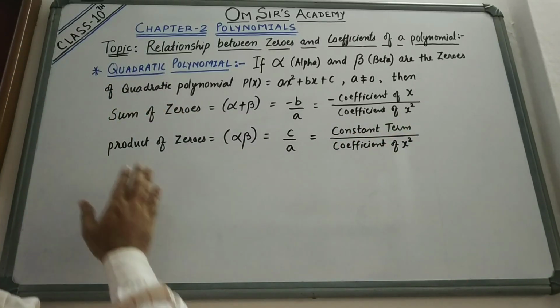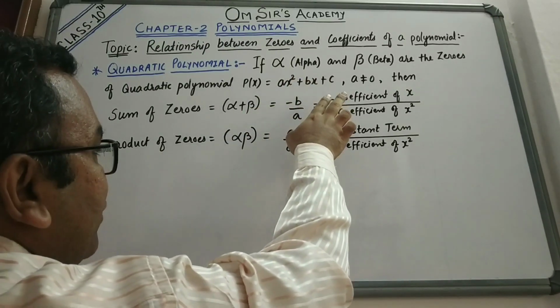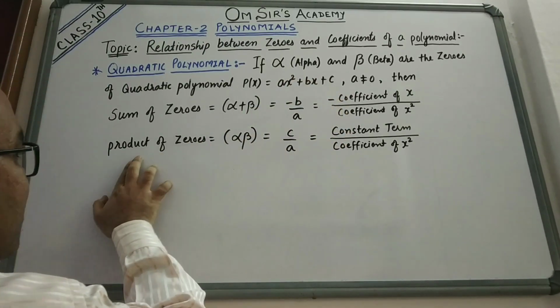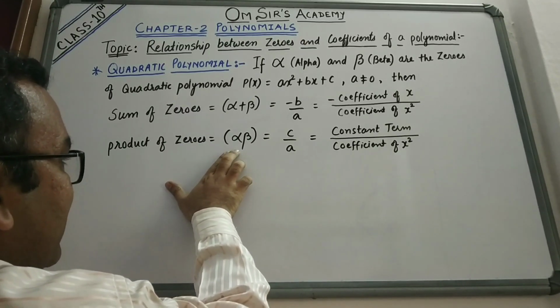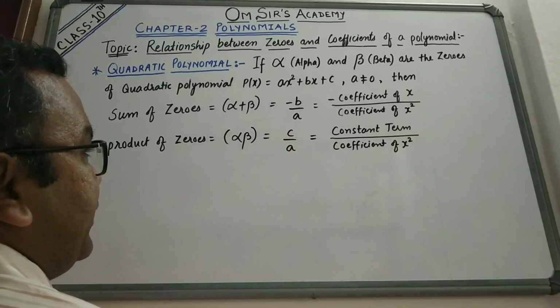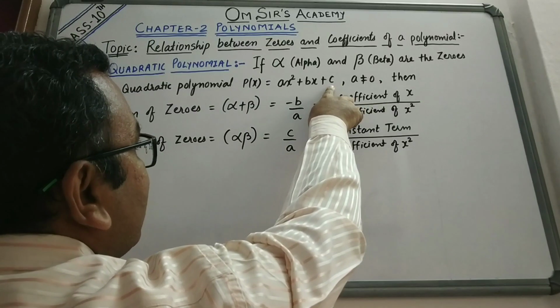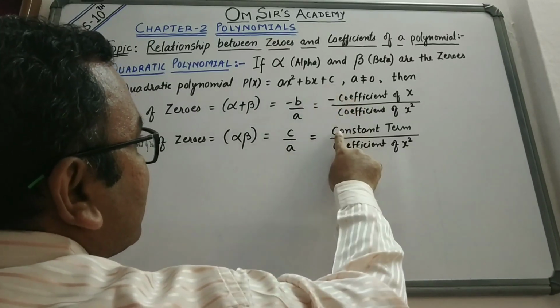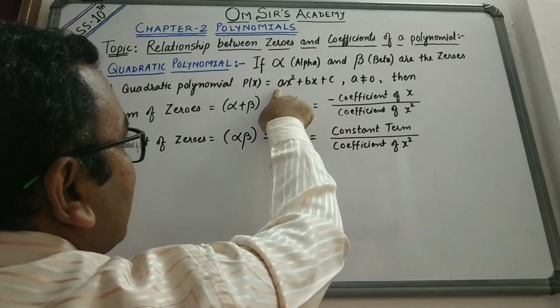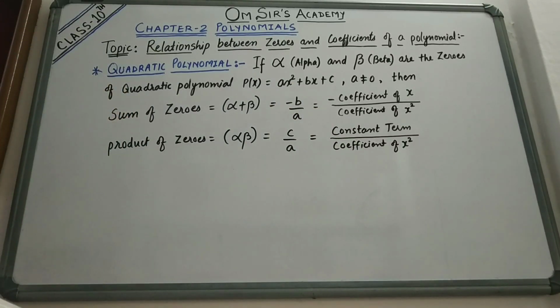Is it clear? And in this, the product of zeros: we will multiply the 2 zeros alpha and beta of the polynomial, so the answer will be equal to c upon a. Okay, so c is what? The constant term in this polynomial, that is c. Okay, so c is a constant term and a is the coefficient of x square again. Is it clear?